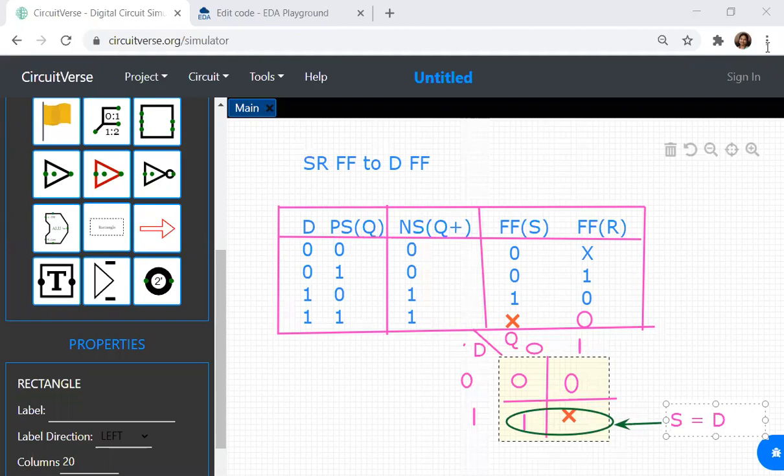Similarly, we have to write the K-map for R. When I write the K-map for R, I'll get another expression. R is equal to D bar, which I am not doing. You have to do it as an assignment. R is equal to D bar. So we got the conversion expressions. What do we mean? We have two inputs S and R. For the S input, D will be the input, and for the R terminal, D bar will be the input. So conversion from SR to D flip-flop. So this is clear.